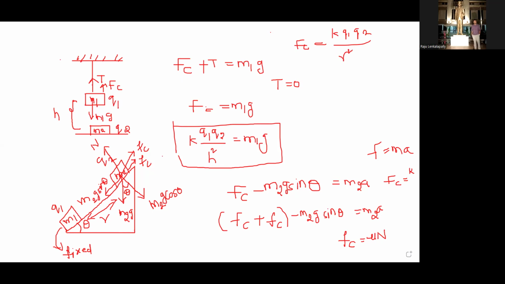So in the place of capital Fc, that is the Coulomb force, we can substitute like this, and in the place of friction we can write mu N. So this is one application. Next we'll discuss one more application.